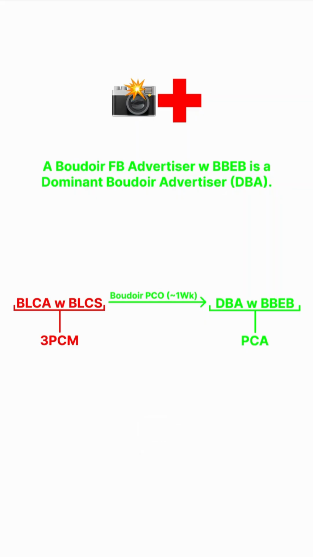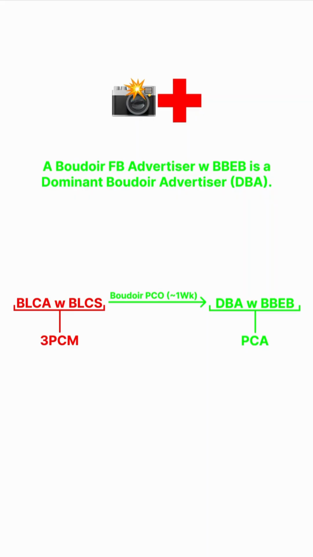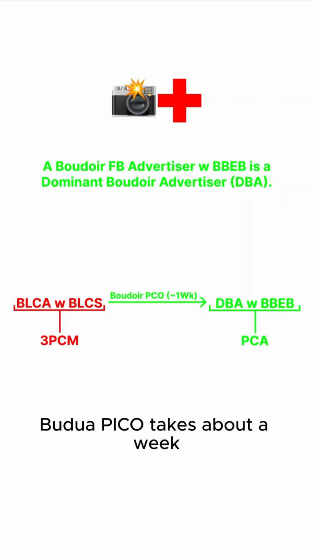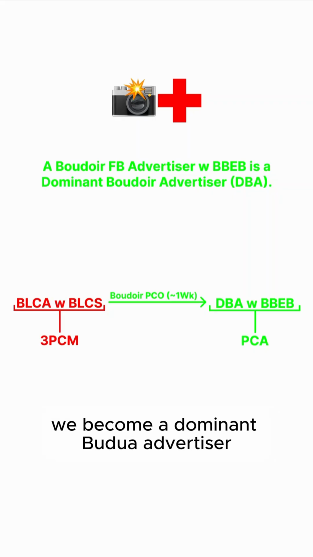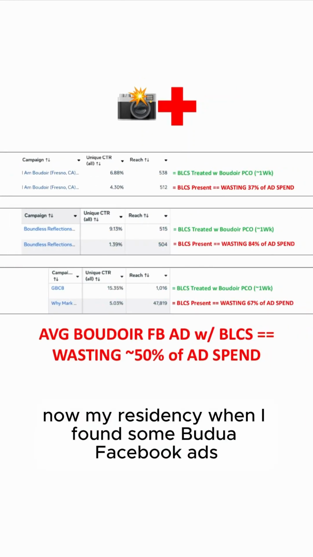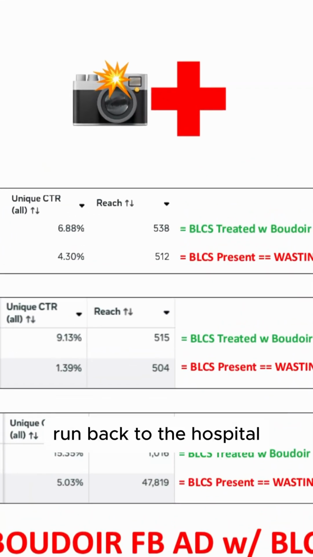So this is our full universe here. A BLCA with BLCS is caused by the 3 pre-click mistakes. And then we've got the treatment, the solution, boudoir pico, which takes about a week. We achieve pre-click alignment. We become a dominant boudoir advertiser with boudoir brain entry boost. So that's our universe. Now in my residency, we found some boudoir Facebook ads, brought them back to the hospital, and tested them.